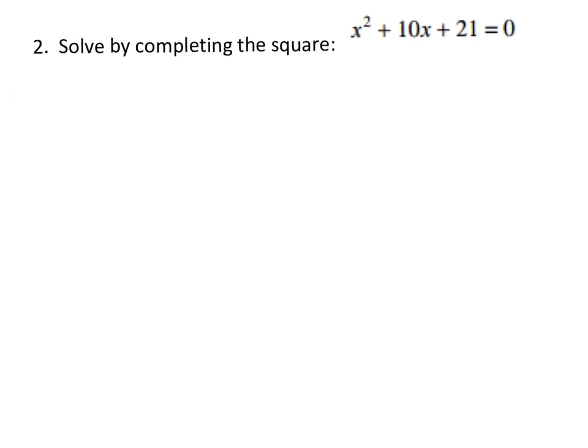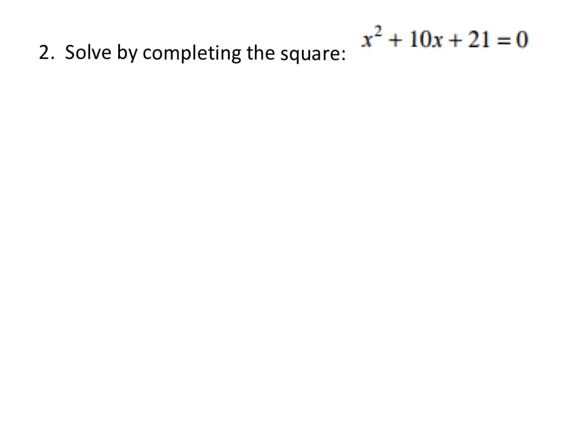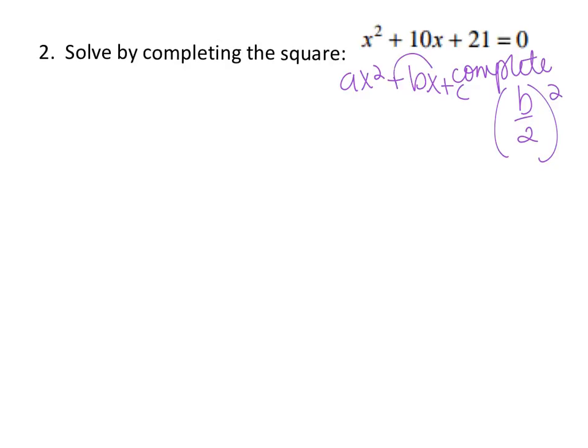Very simple. Now, for number 2, it says solve by completing the square. Something you might want to write down if you have not already, is this, which is what you are going to use to complete the square. This is what you want to use. So if I'm looking at ax squared plus bx plus c, you're using this b to fill in. So my b is 10. So when I want to complete the square, I'm going to have to use that.